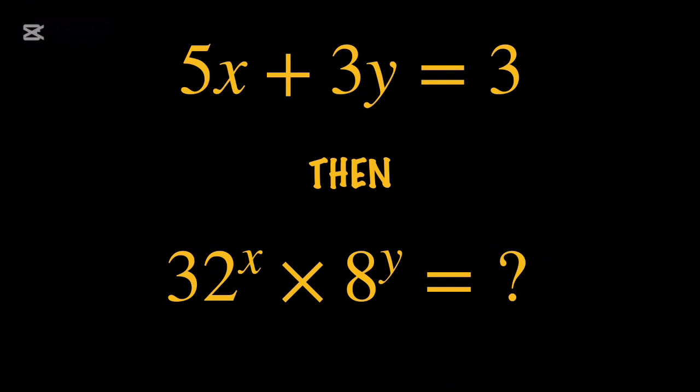32 is 2 to the power of 5, 8 is 2 to the power of 3. Your task is to rewrite the entire expression using only powers of 2, and then apply the given equation to simplify the final exponent. This puzzle cleverly connects algebra with exponent rules. Experiment with transforming the numbers and see what exponent you arrive at.